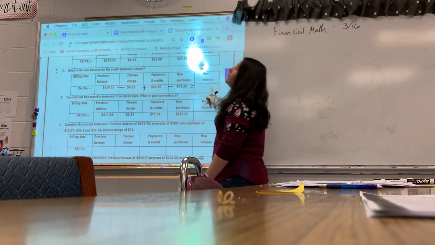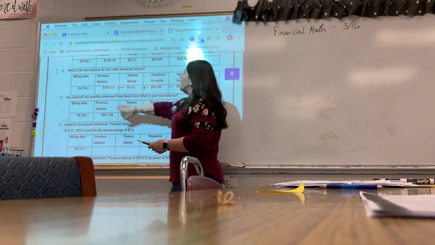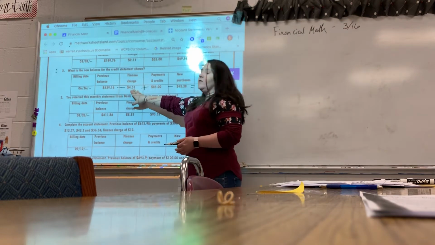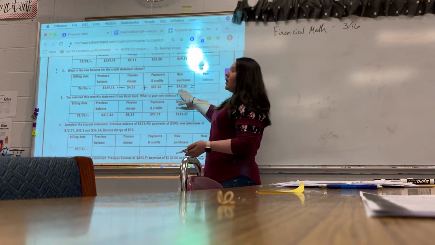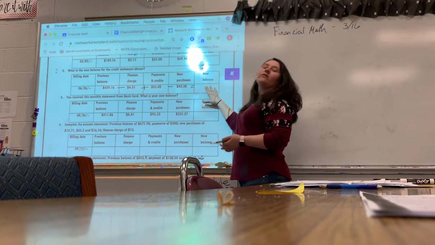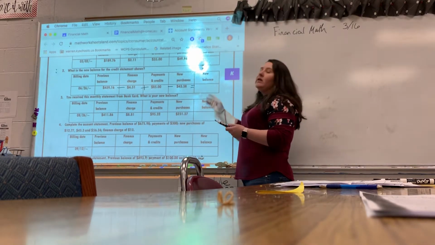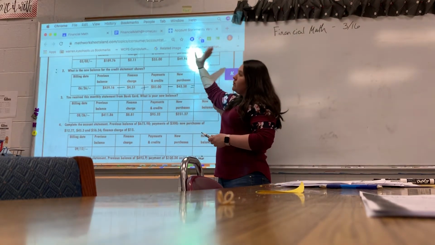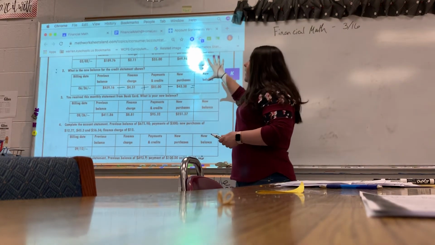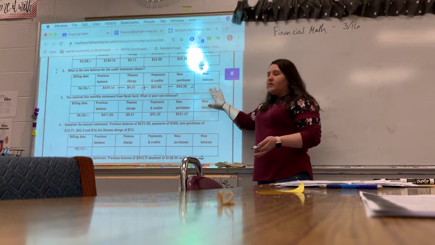So all you have to do to get your new balance is take your previous balance, subtract the finance charge, add your payment and credits, and then subtract your new purchase amounts, and that will give you what your new balance is. If you need a calculator, you can use the one on your phone, or you can go to Desmos.com and it will have a calculator there that will let you do this calculation.